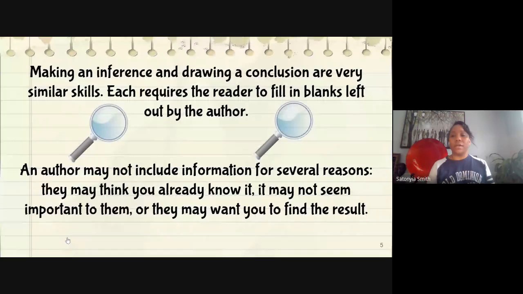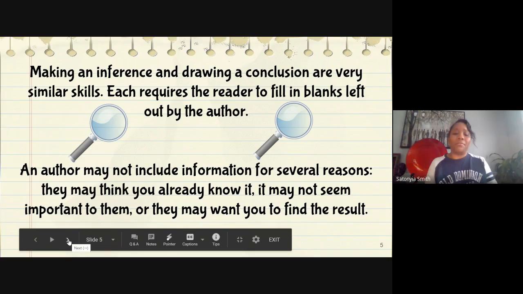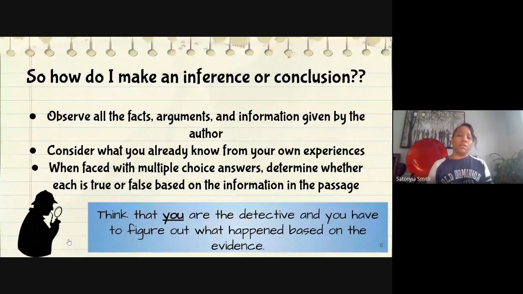Making an inference and drawing a conclusion, they are very similar skills. So each one requires you as the reader to fill in the blanks left out by the author. And an author may not include information for several reasons. So they might think you already know it. It might not really seem important to them. Or they might want you to find the result. So there are a lot of different reasons why the author may choose to leave out information, and then you have to be like a detective.